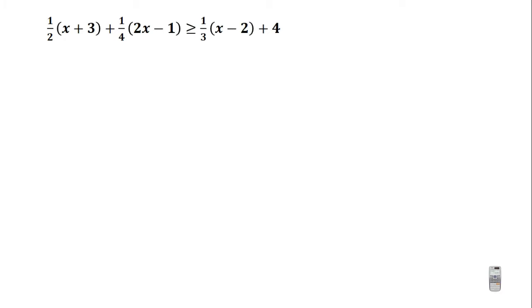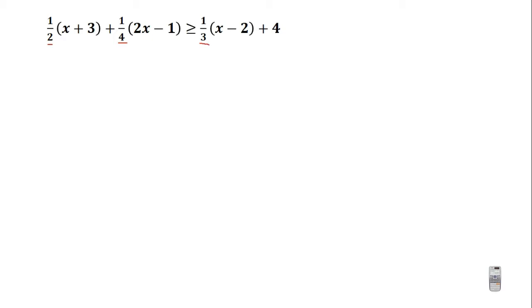The question given us is 1 over 2 into bracket x plus 3 plus 1 over 4 into bracket 2x minus 1 is greater than or equal to 1 over 3 into bracket x minus 2 plus 4. As we've been doing in the previous videos, whenever you have a fraction, the first thing you need to do is to identify the fractions. So here the fractions in this question are 1 over 2, 1 over 4, and 1 over 3.